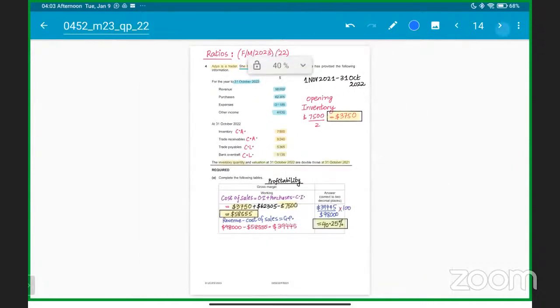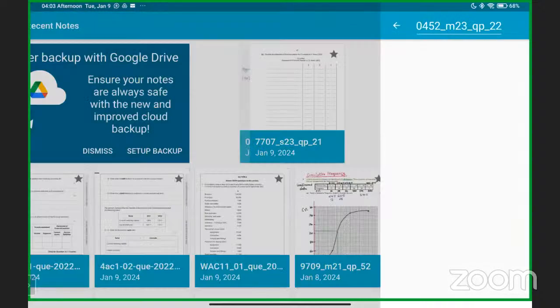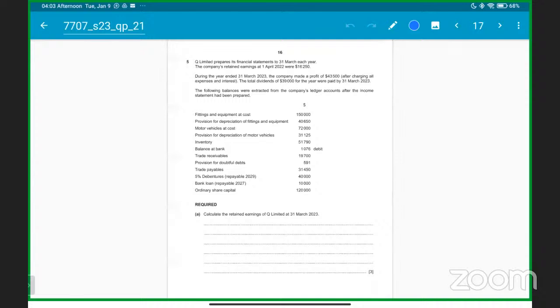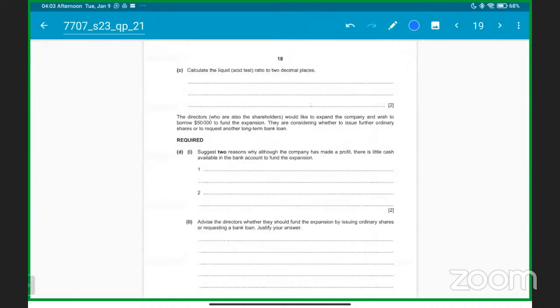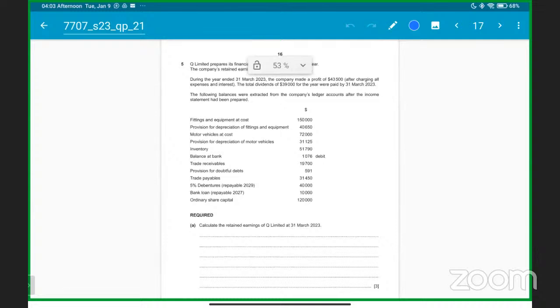So then let's do another question, which is also related to this, that is about company accounts. But in this, we have to learn more about it. We have to calculate the liquid asset test ratio and a couple more things about company accounts. So let's have an idea about that as well. It's a recent paper of May/June 2023, paper 2, variant 1. Following?